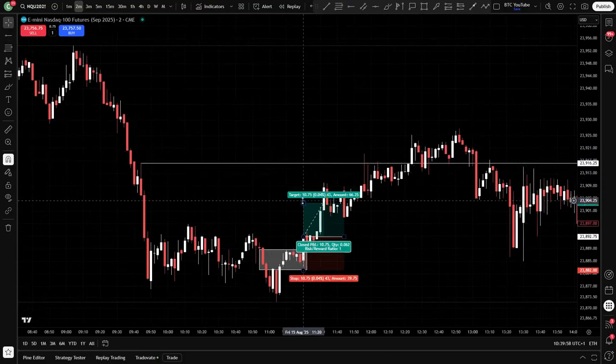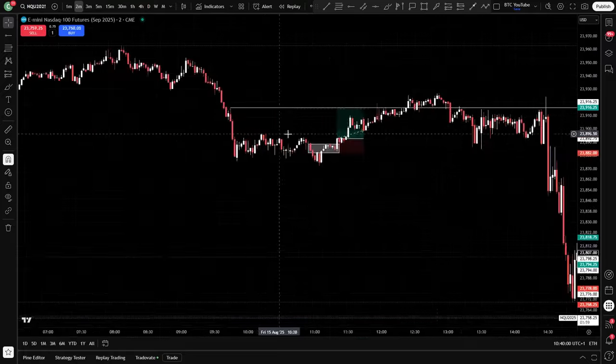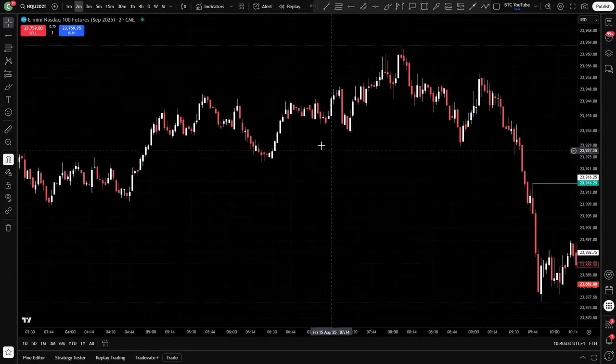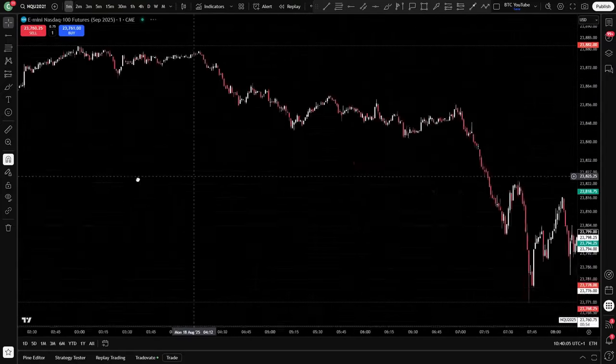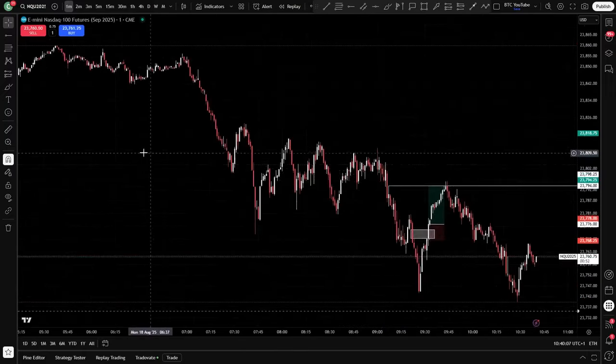There's a pretty obvious wick there. I probably would have taken profits at about 2-to-1, as you can see. The rest would have been break-evened. That was a trade that would have worked as well. Let's just continue going across here. Where did I get to?